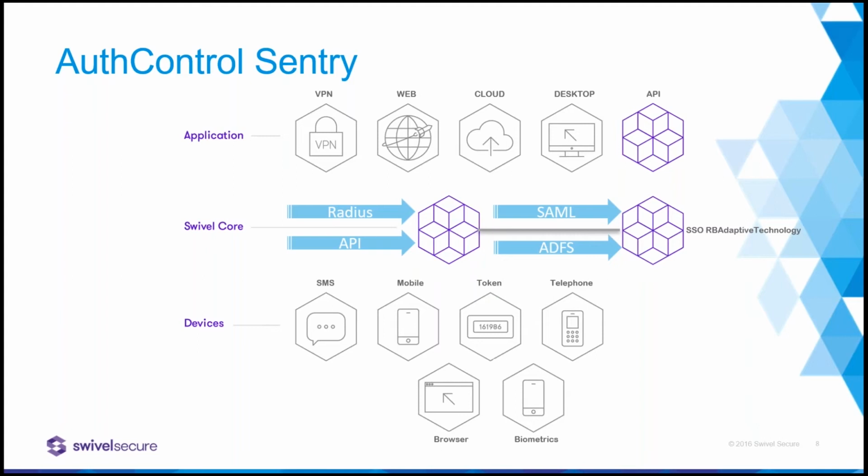license allows you to. Now, in terms of integrations, typically, if you have Radius or API integration, you throw the request directly to the old core. And if you have SAML and ADFS, which are more web-like integrations, you throw them against the single sign-on risk-based authentication core. But this is more or less the overview technologically of the product today.